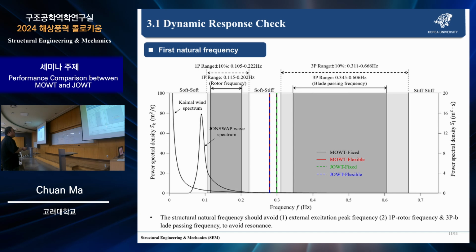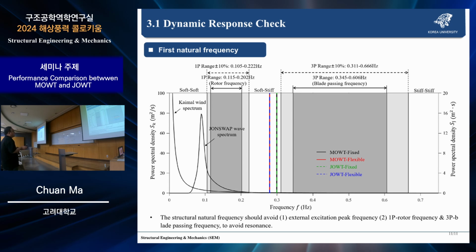This here is around 0.3. And this is for the flexible foundation, for the monopile of the turbine and the jacket of the turbine. For the first natural frequency, we have to avoid the external exciting peak frequency for the waves and for the wind.